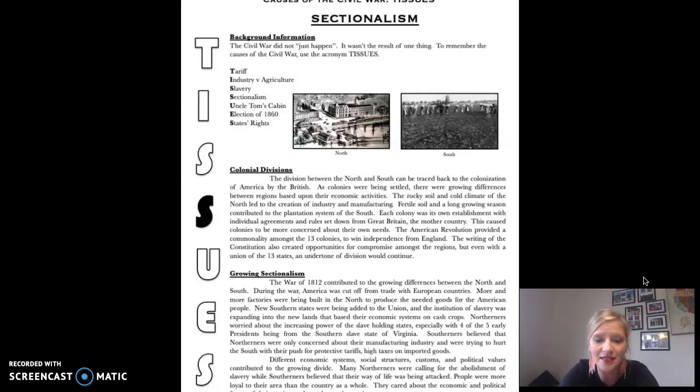Different economic systems, social structures, customs, and political values contributed to the growing divide. Many Northerners were calling for the abolishment of slavery, while Southerners believed that their way of life was being attacked. People were more loyal to their area than the country as a whole. They cared about the economic and political future of their section and not about the other regions.